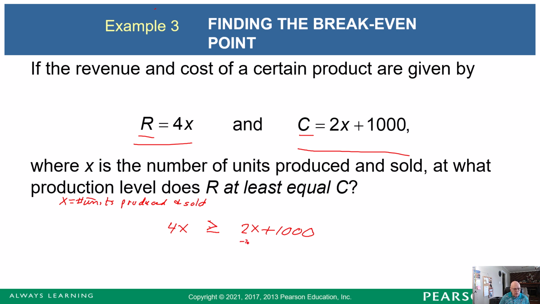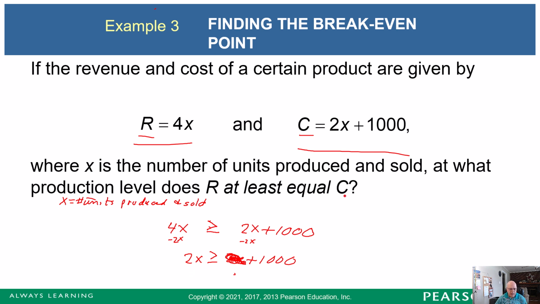Well, we'll subtract 2x from both sides. I'm running out of room down here, but hang on. And before I write this inequality, what have I done? I've subtracted 2x, but I haven't multiplied or divided by a negative. So 4x minus 2x is 2x. This hasn't changed, still greater than or equal to, and on the right side, 2x minus 2x is 0, so we just have 1,000. I'm glad I caught it in time.